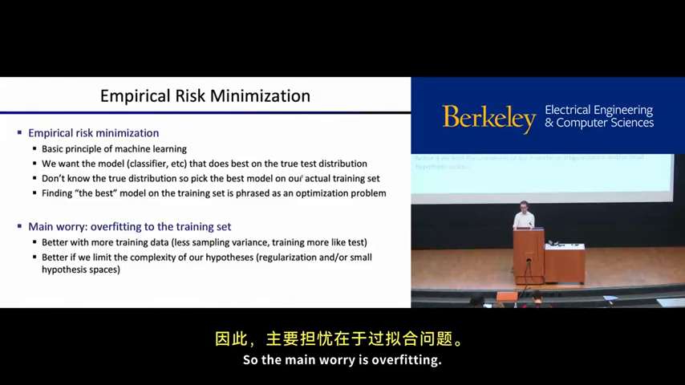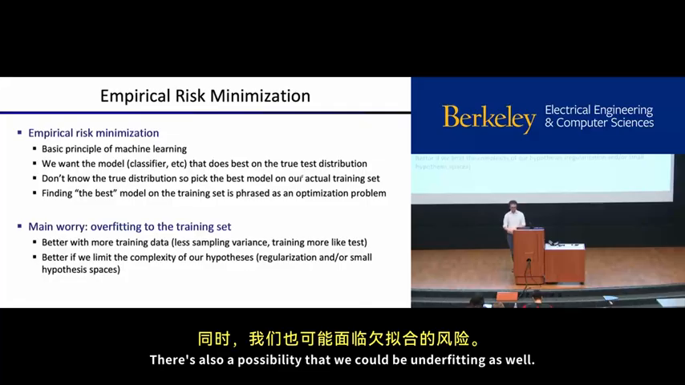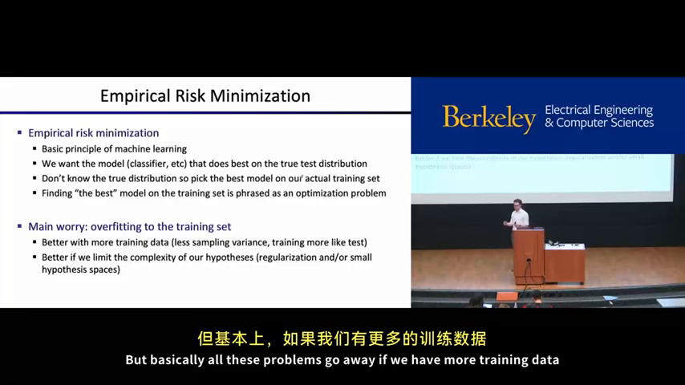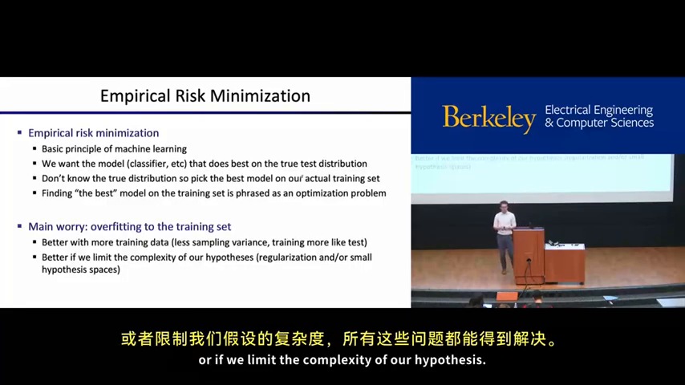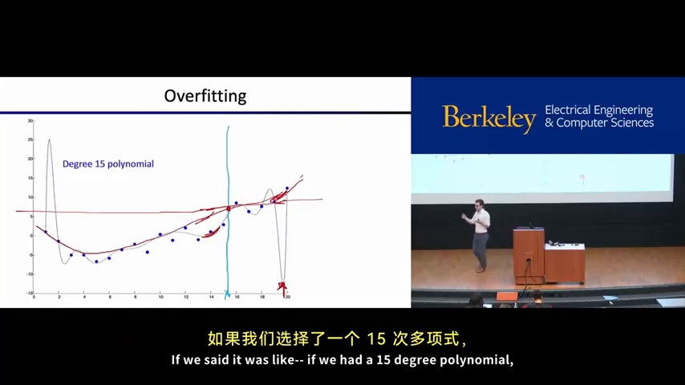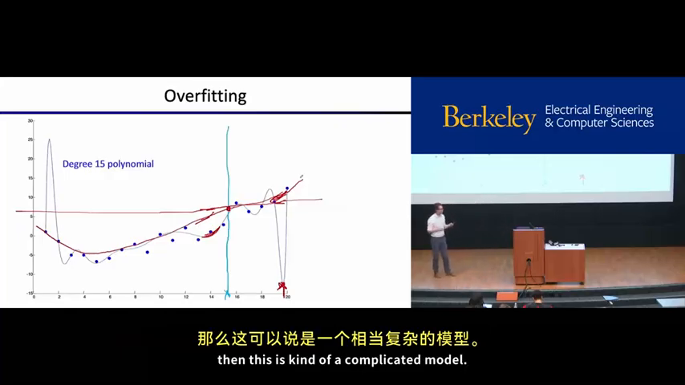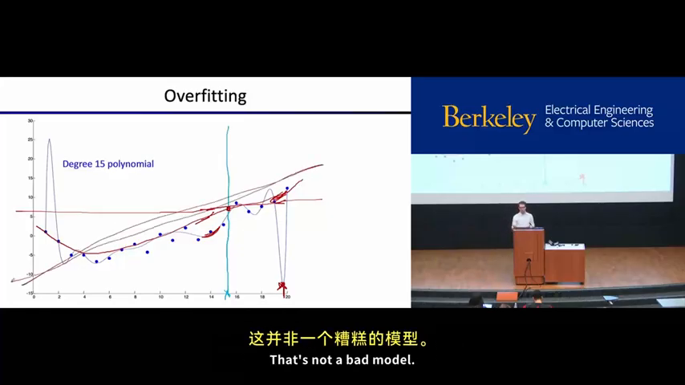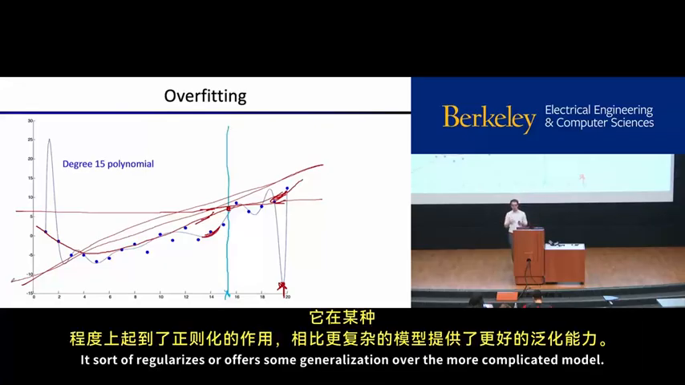So the main worry is overfitting. There's also a possibility that we could be underfitting as well. So there's a couple of different problems here. But basically, all these problems go away if we have more training data or if we limit the complexity of our hypothesis, right? So here we had a couple of different models. If we had a 15-degree polynomial, then this is kind of a complicated model. But if I just had a linear fit, maybe I could model this a bit better with a straight line that just kind of tracks like this, right? That's not a bad model. It sort of regularizes or offers some generalization over the more complicated model.